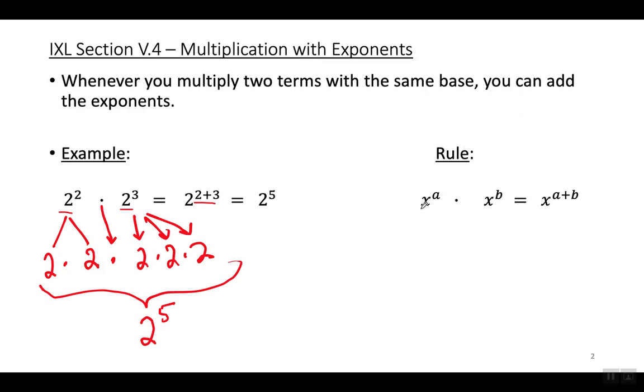So if you look at the rule, both terms have the same base. They have the same letter, so that means they have the same number in the base. So whenever I have that situation, when I'm multiplying and I have exponents and the base is the same, I just add the exponents to get my answer.